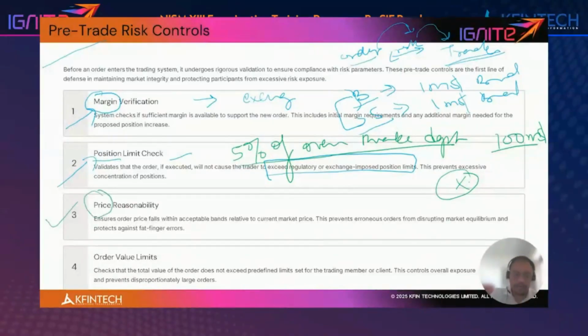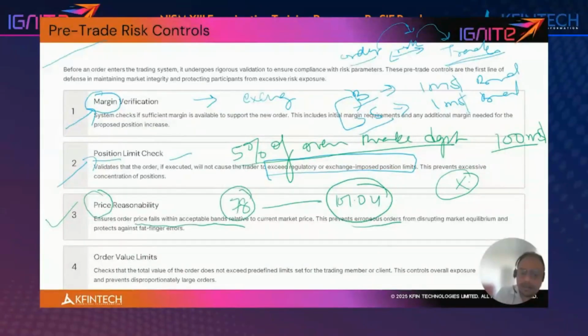Then the price reasonability, ensure order price falls within the acceptable bands. This prevents erroneous orders. As I explained, suppose the current price is 101.04 and I try to place an order of 78. Most platforms will try to negate this order because this is a phishing order or this is an incorrect order.